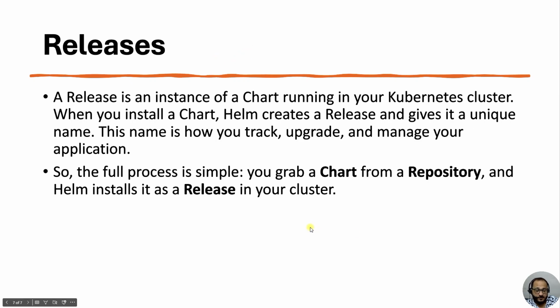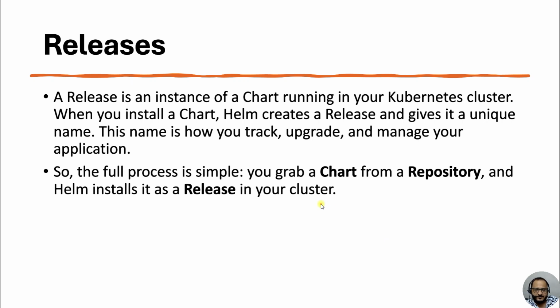Another core component of Helm is the release. A release is basically a running instance of your application, or I would say a running instance of your chart on a Kubernetes cluster. Suppose I have deployed an nginx application. When we install any Helm chart on a Kubernetes cluster, that deployment is called a release. So we will not say deployment, we will call it a release in Helm.